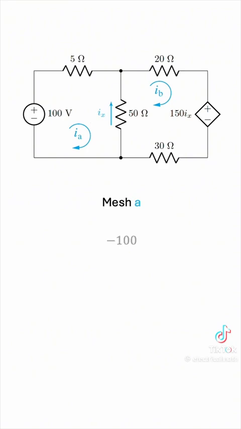We have negative 100 volts from the source plus 5 times IA, that's the voltage drop across the 5 ohm resistor, and then the 50 ohm resistor is common to both meshes. When a resistor is common to 2 or more meshes, multiply its resistance by the difference of currents. And the difference always goes like this: your mesh minus other meshes. In this case, this will be 50 times (IA minus IB).